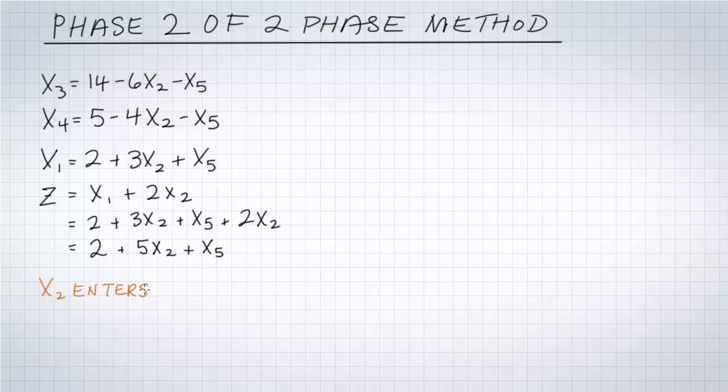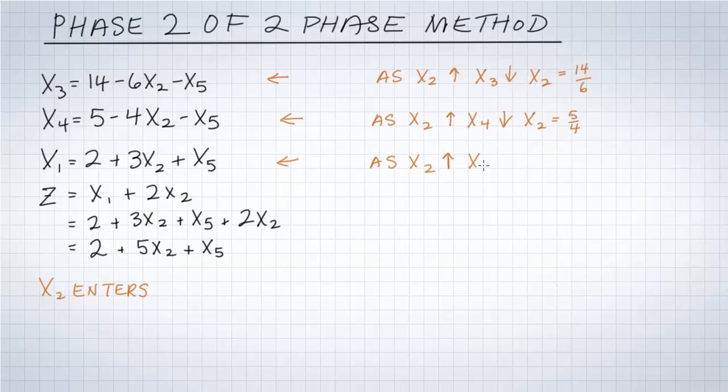Then we go up here and say, as x2 goes up, looking at this equation, x3 will go down. And x2 can only go up to 14/6. When this reaches 14/6, then x3 starts to become negative, which is no good. In the next equation, as x2 goes up, x4 comes down, and the highest that x2 can go is 5/4. And finally, in the last equation, as x2 goes up, x1 goes up. That means there's no bound on x2 from this equation.